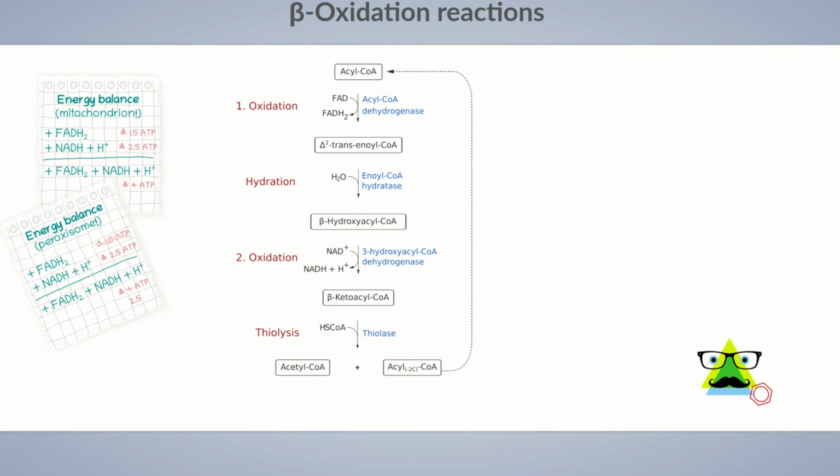Have you asked yourself the following about the beta-oxidation reactions? What happens to a fatty acid with an odd number of carbon atoms that can't be completely cleaved into acetyl-CoA? Also, what happens to fatty acids that possess double bonds? Well, let's go through the answers.